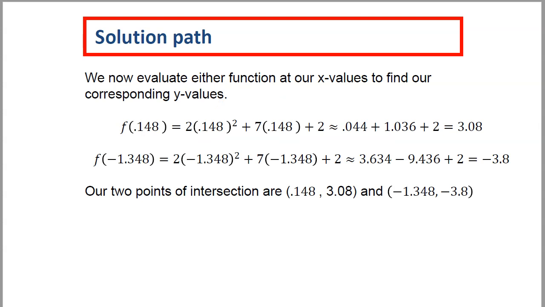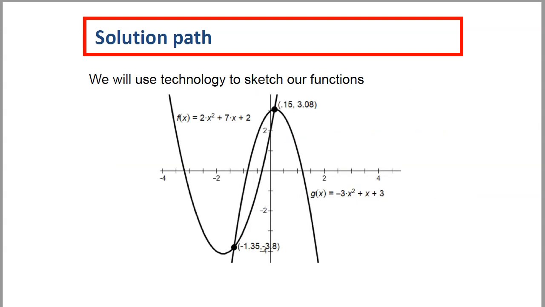We can now evaluate either function at our x values to find the corresponding y values. We'll use f, and when we evaluate f at our two x values, we get our two y value answers. So we have our 2 points of intersection. We can use technology to sketch our graph and label our points.